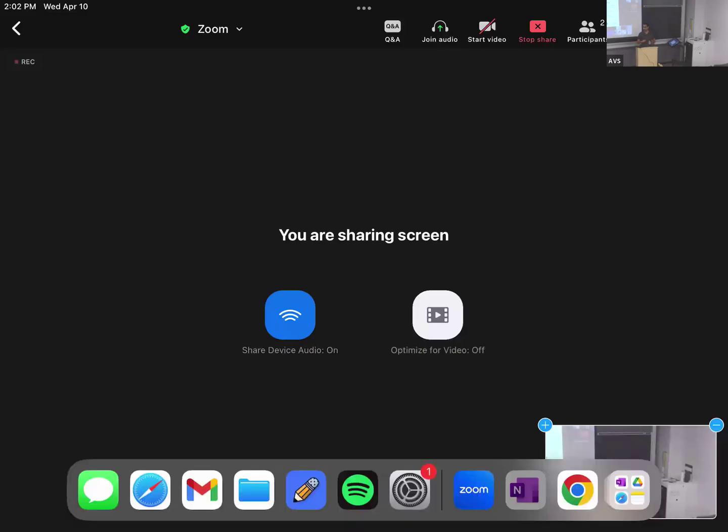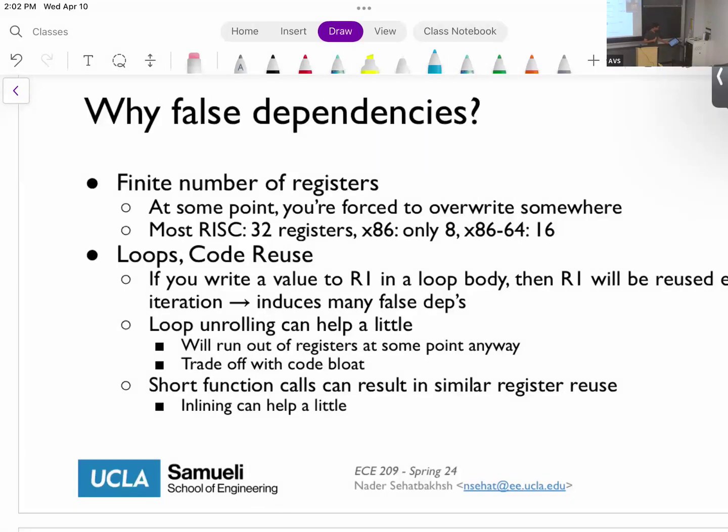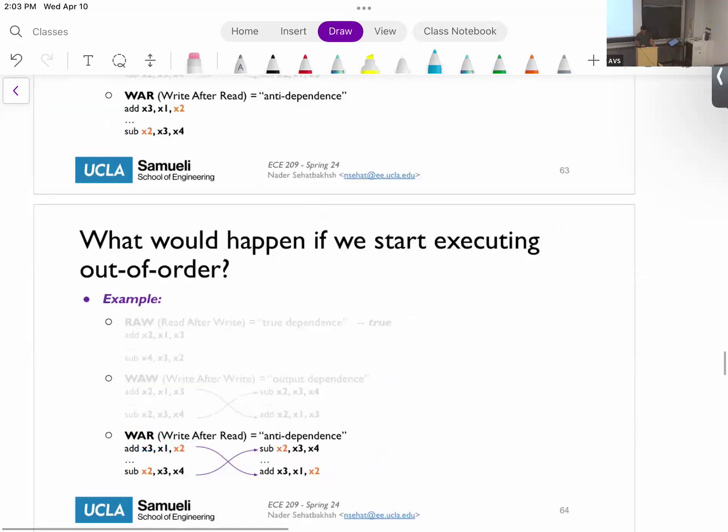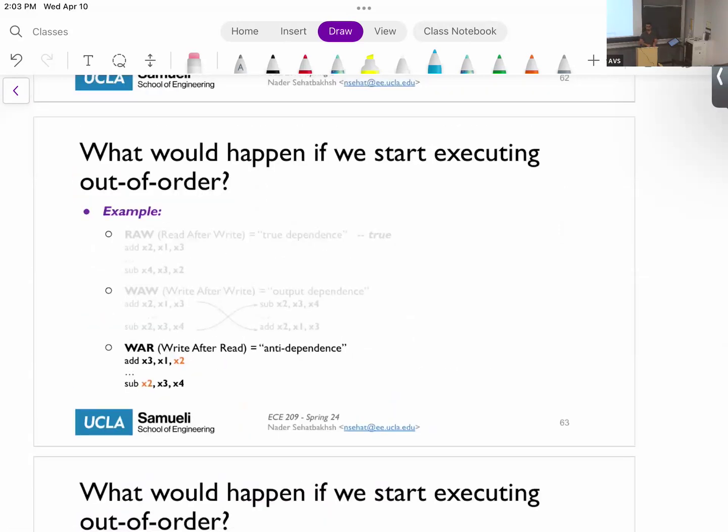Welcome back. If you remember last time we started talking about front end, and the last thing we couldn't finish was the issue of renaming. I told you that essentially we have three types of dependencies. We have read after write, which is what we call a true dependence. This is indeed the dependence that we cannot really avoid.